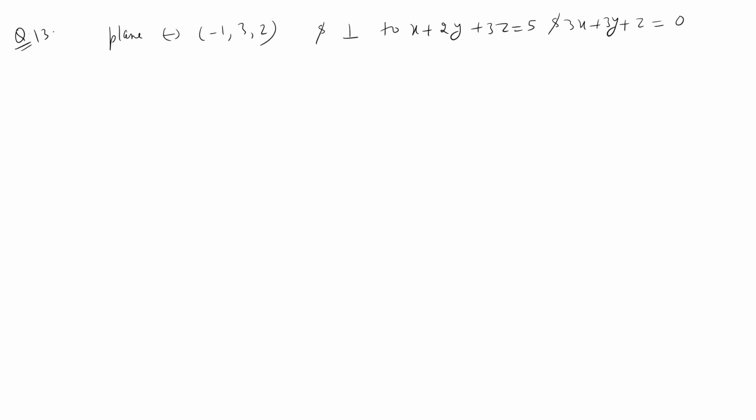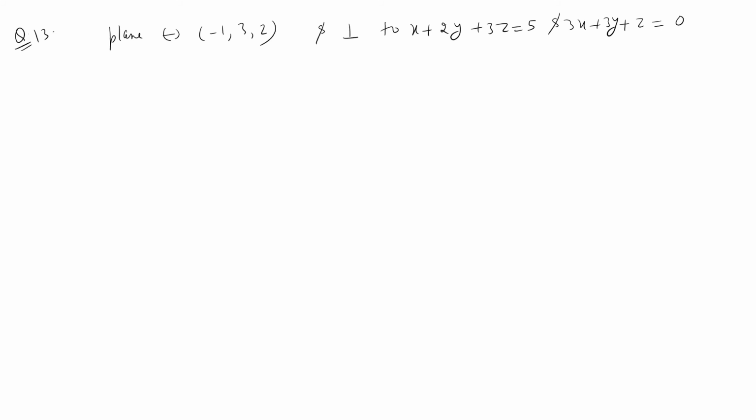Question number 13 is saying, find the equation of the plane. Remember that we are supposed to find the equation of the plane which is passing through the point (minus 1, 3, 2) and perpendicular to the planes x plus 2y plus 3z equal to 5 and 3x plus 3y plus z equal to 0.